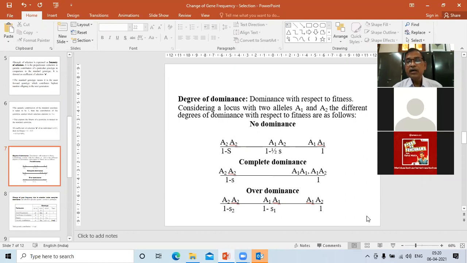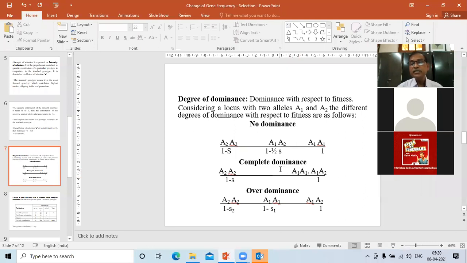That means suppose there are two alleles, A1 and A2 at a given locus. And in respect of fitness, the different degrees of dominance will be expressed as such. As we know, there is no dominance, complete dominance, over dominance. These terms come in the principles of genetics that you have already read.